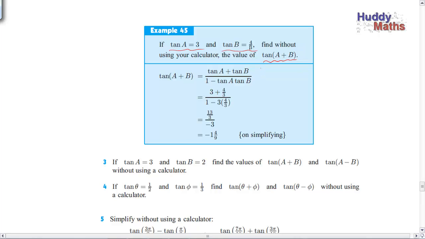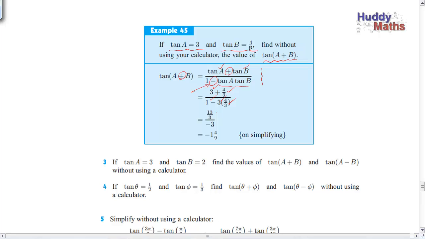So you write down the identity, tan of A plus B, tan A plus tan B. This sign remains the same as that. One take, opposite sign here, the product of the two. And then you're putting in the numbers. Tan A, tan B, one take tan A tan B.